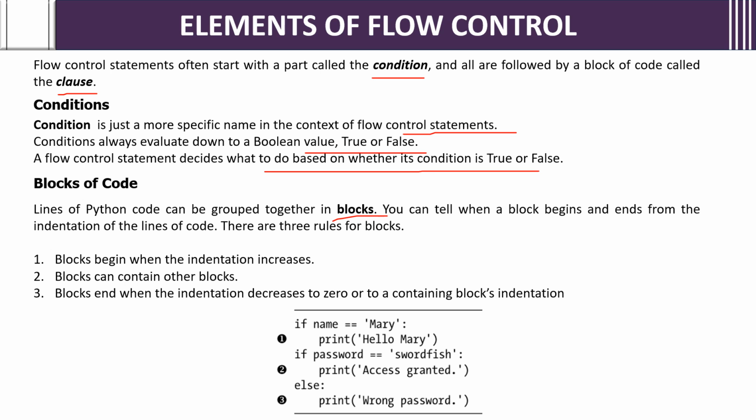See, indentation is nothing but, if you see this program, you will understand. If name equals Mary, this colon should be there in the condition in Python. There should be a space here. This is known as indentation. This indentation is compulsory. See, within the block the indentation increases. Blocks can contain other blocks, any other blocks. Blocks end when the indentation decreases to a containing block's indentation. At last, the blocks end when the indentation decreases to 0 or to the containing block's indentation. If name equals Mary, print hello Mary. If password equals swordfish, print access granted, else print wrong password.